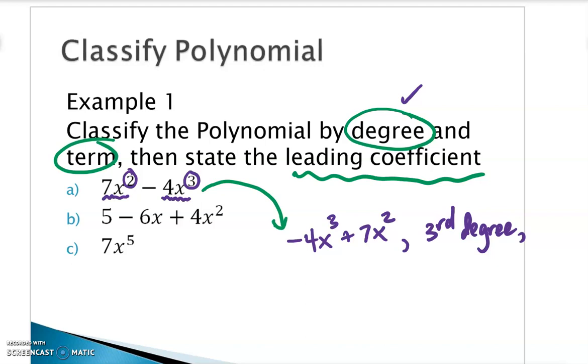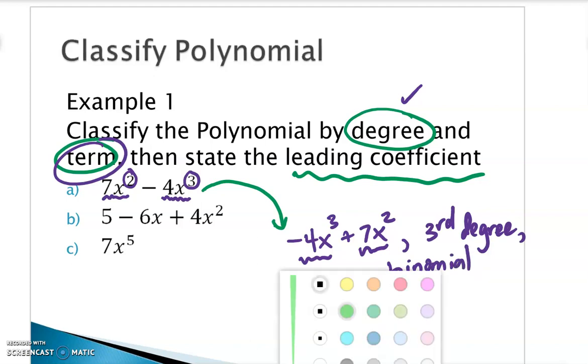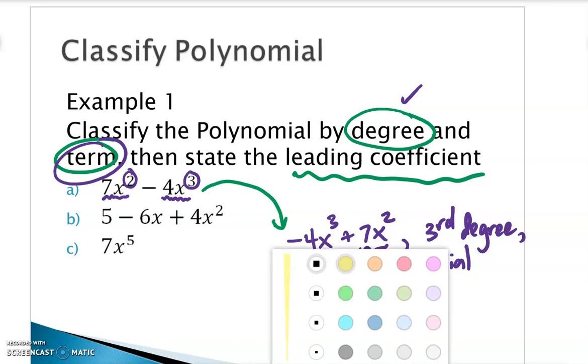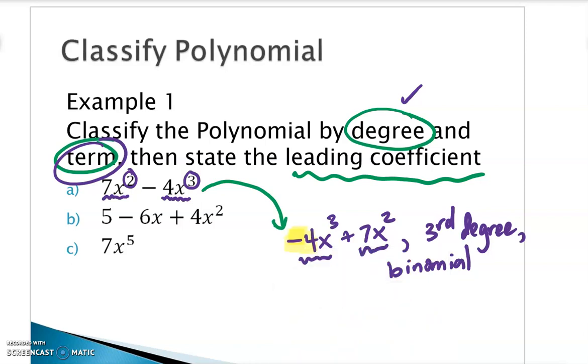Next, it says to classify it by its degree, third degree, and its term. So this is a two-termed expression. So we call that a binomial, 2 terms. And then state the leading coefficient. The leading coefficient is simply the coefficient that's in front of the highest degree, which would mean that negative 4 is the leading coefficient.